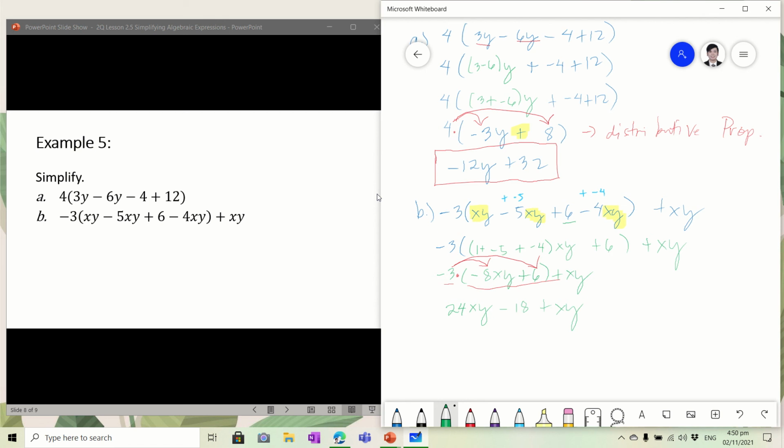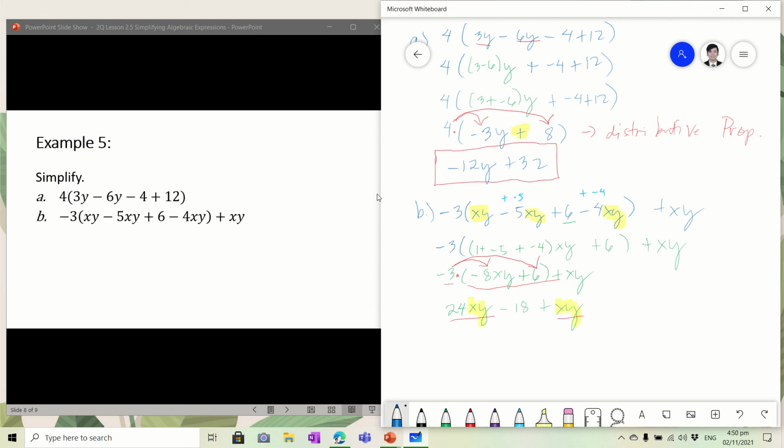Then, lastly, notice that you might be thinking that this would be your final answer already, but always review your work. Make sure that there are no more like terms. That's how you will check whether it's your final answer or not yet. In our case here, these terms, 24xy and xy, are like terms. They share the same literal coefficient, xy.